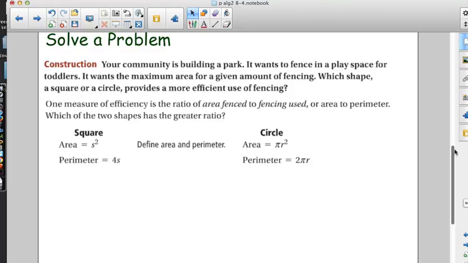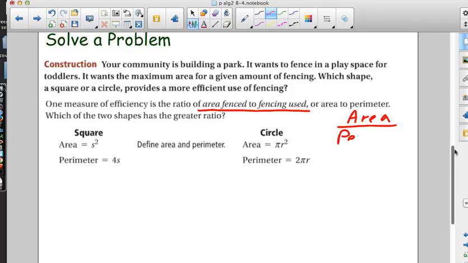And it says which shape, a circle or a square, would provide a more efficient use of fencing, which means cost-wise, which one would give you more area for the fencing that you have. So one measure of efficiency is the ratio of area fenced to fencing used. Oh goodness. Or area to perimeter. Which of the two shapes has the greater ratio? So here's what they want us to look at. Area to perimeter.